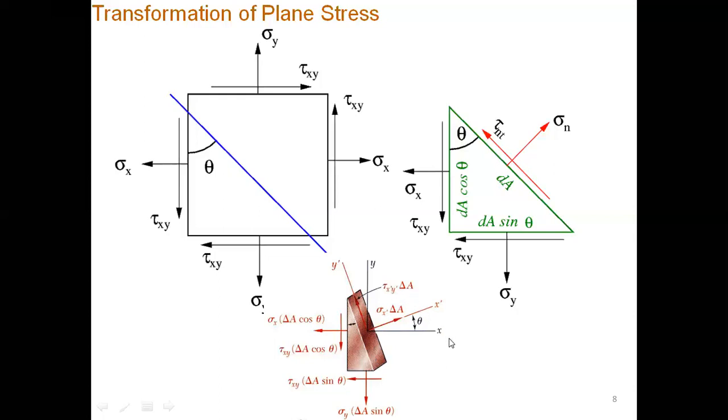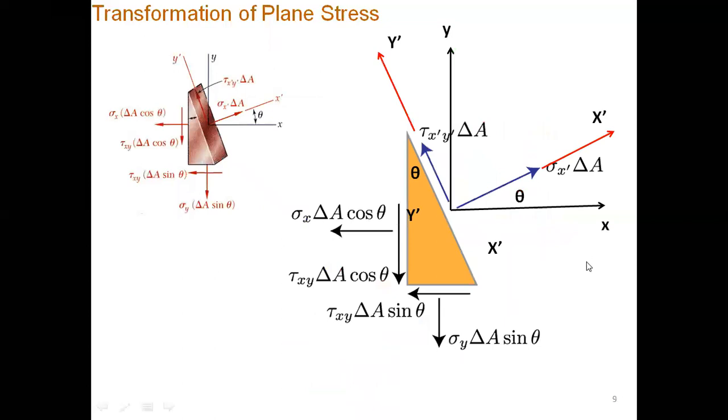So we are trying to find out the mathematical equations or mathematical models for sigma x prime, tau x prime y prime, and for sigma y prime in terms of what? In terms of known components of stress, sigma x, sigma y, and tau xy, etc. And angle theta.